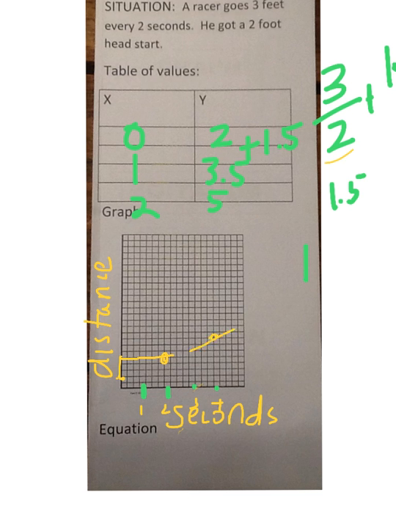So here is our equation. Here's our graph. We don't need the little triangle part, but it just helps draw it. And then the equation, once again, is 3 feet for every 2 seconds, times every second, added to the 2-foot head start.